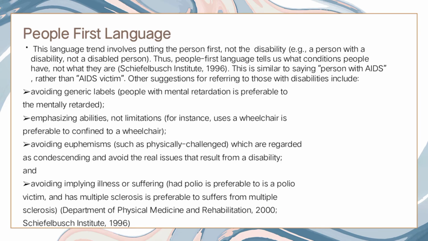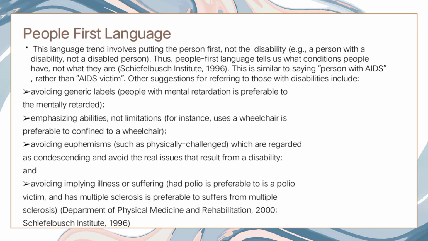People first language. This language trend involves putting the person first, not the disability. A person with a disability, not a disabled person. People first language tells us what condition people have, not what they are. This is similar to saying person with AIDS rather than AIDS victim.